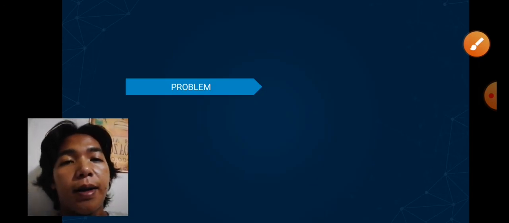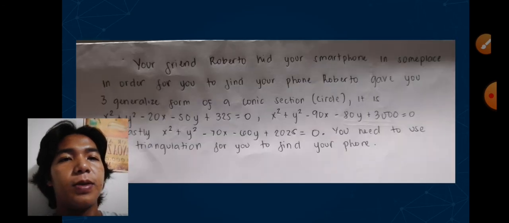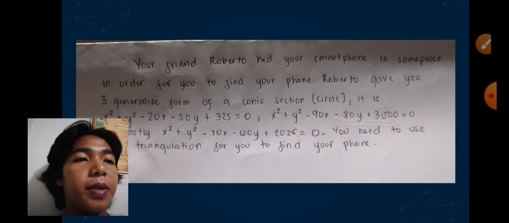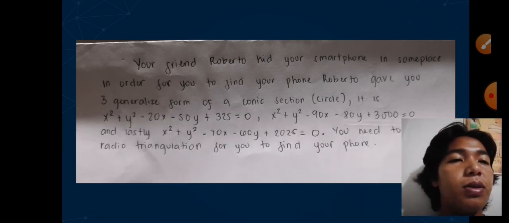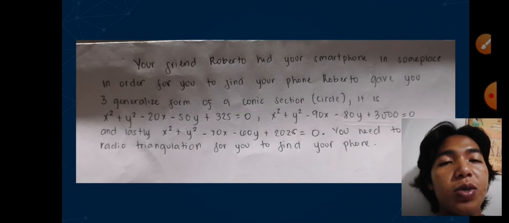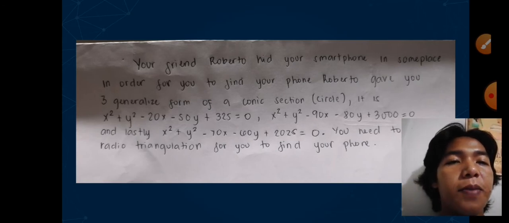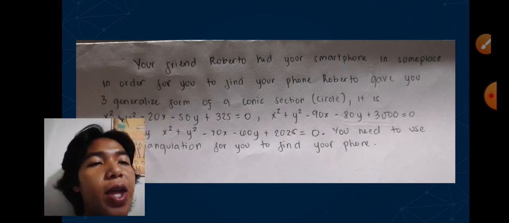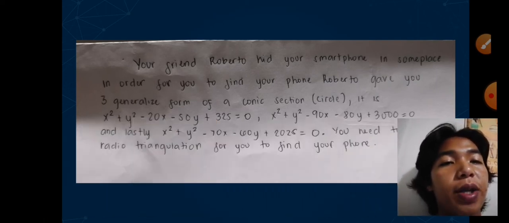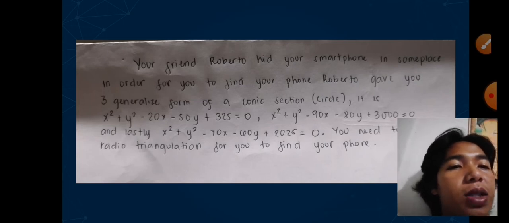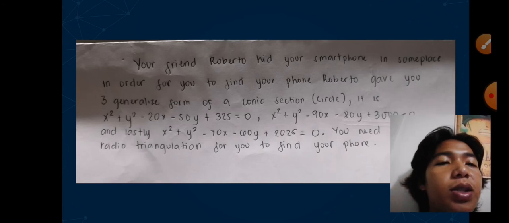So, a problem. Your friend Roberto has your smartphone in someplace. In order for you to find your phone, Roberto gave you three general forms of a conic section circle. It is x squared plus y squared minus 20x minus 50y plus 325 equals 0. x squared plus y squared minus 90x minus 80y plus 3000 equals 0. And lastly, x squared plus y squared minus 70x minus 60y plus 2025 equals 0. So you need to use radio triangulation to find your phone.